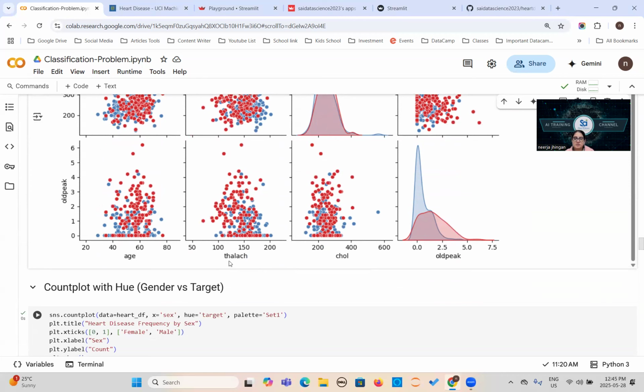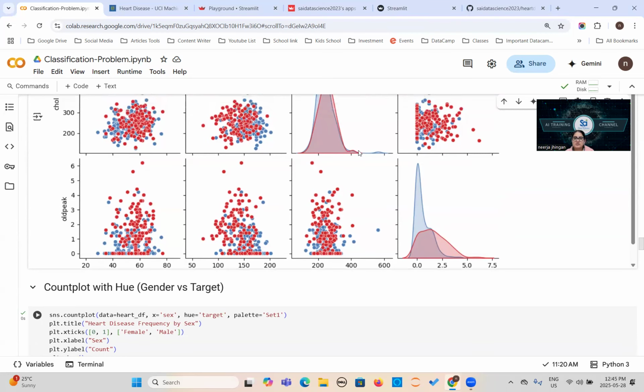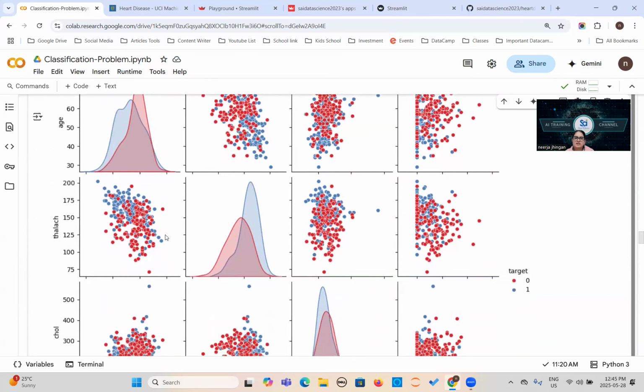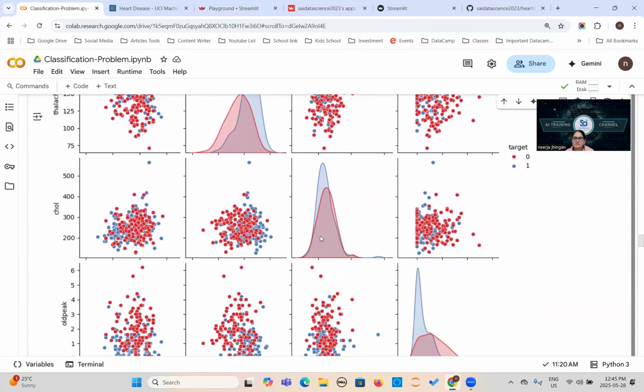And it is the relationship between thalach and oldpeak. And this is between the cholesterol and this one. And diagonally, you can see this is a kernel density, right? Bell curve shape. Okay, so this is showing the relationship. This is a very, very useful graph too. And the hue effect we have added for the target. Red means no heart disease. Blue means has heart disease.